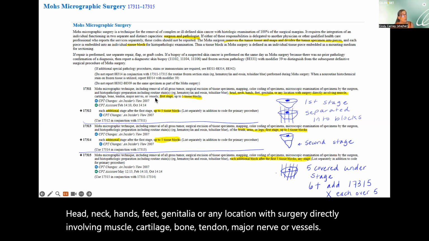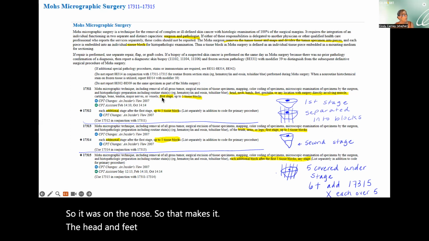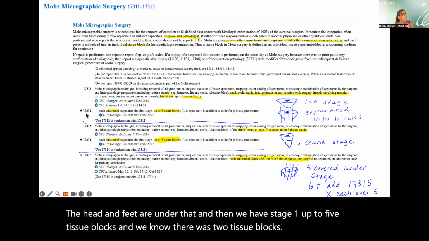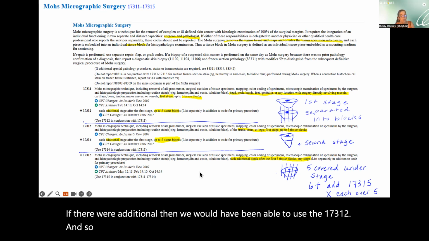So it was on the nose, so that makes it the head, and head and feet are under that. And then we have stage 1 up to 5 tissue blocks, and we know there were 2 tissue blocks. If there were additional, then we would have been able to use the 17312 and so forth. So make sure you're paying attention to that.